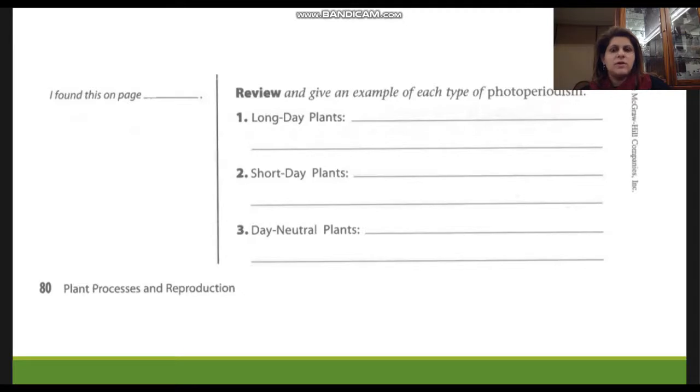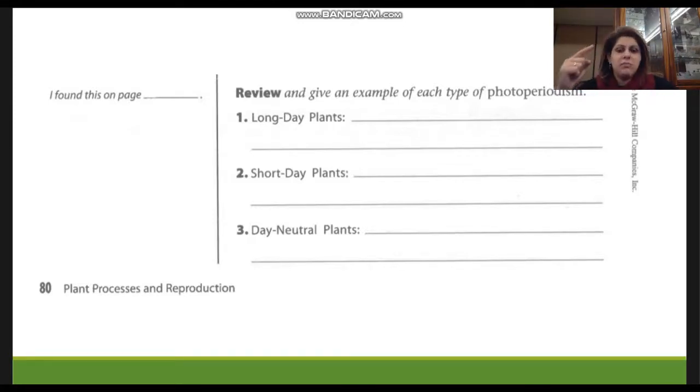Now, the third one. Review and give an example of each type of photoperiodism. Okay, please be careful, not phototropism, photoperiodism. Now, long day plants. What about the long day plant? Think of blooming. The flowers will bloom. When I say long day, they need more light, okay? Then it's less darkness, okay?